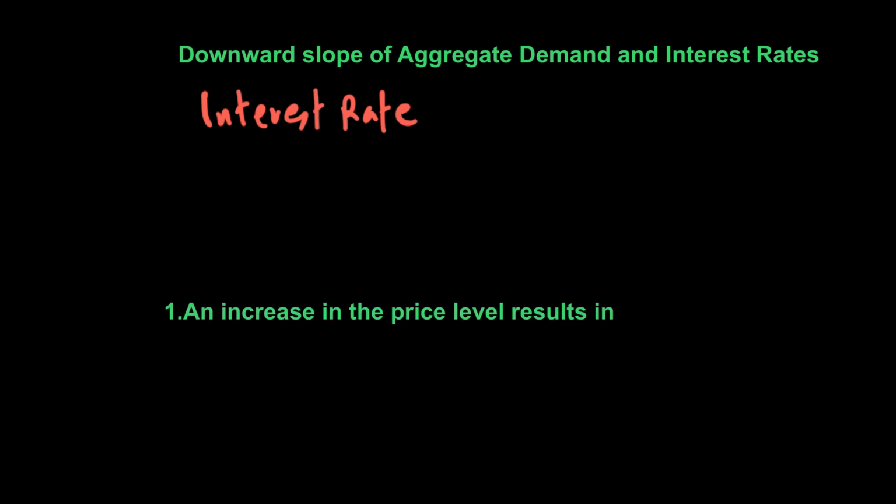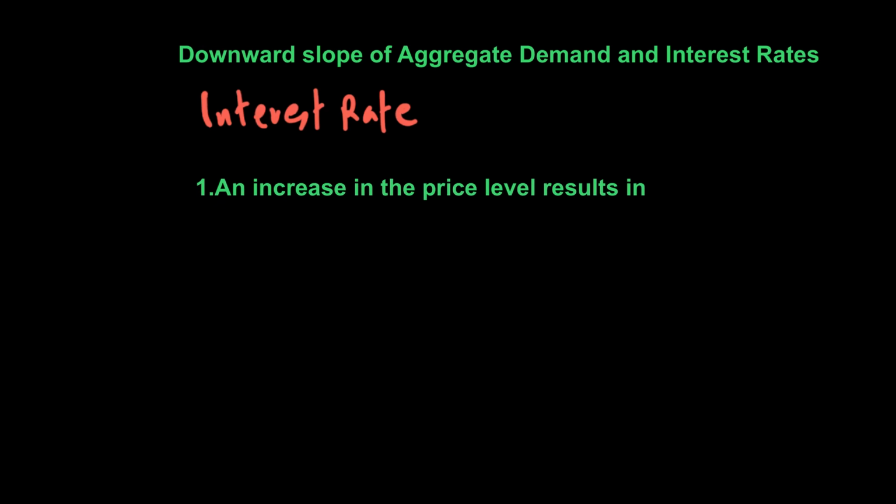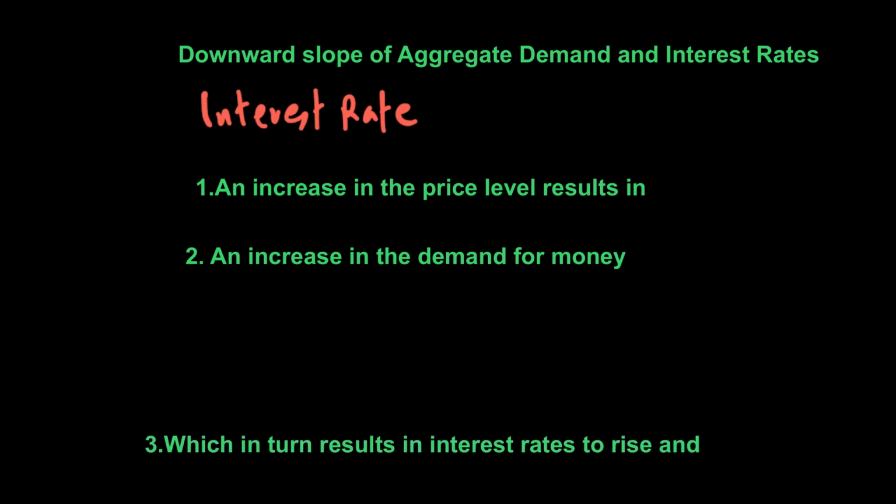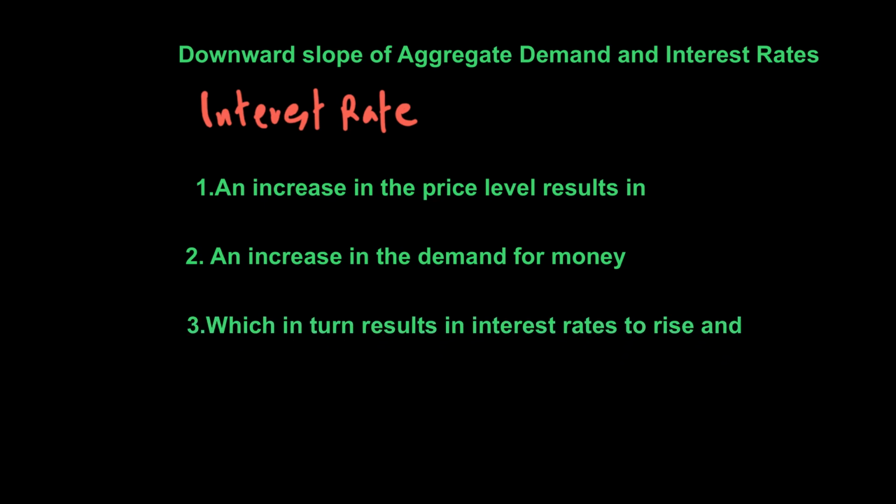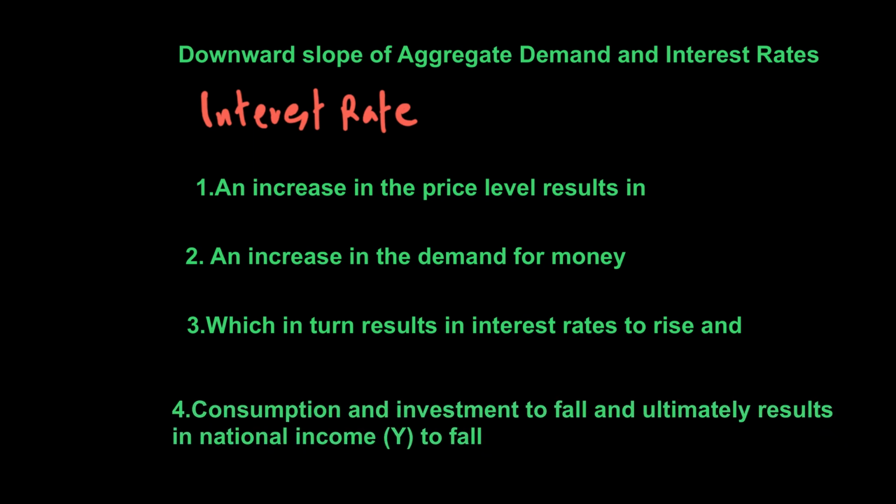The first concept we'll discuss is the downward slope of AD and interest rate. We say the AD curve is downward sloping also because of the interest rate effect. The interest rate effect simply says this: when there is an increase in price level, there will be an increase in the demand for money, which can result in interest rate to rise, and therefore consumption and investment to fall, which can result in national income to fall.